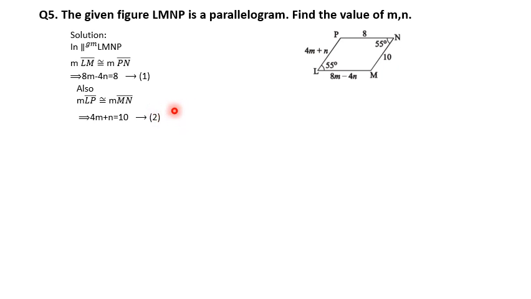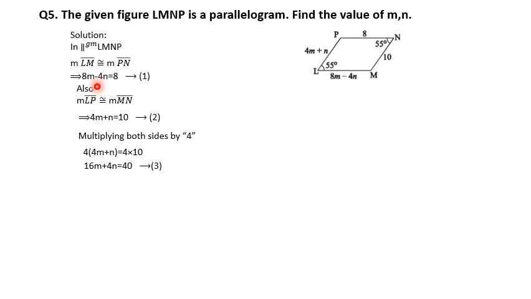I am going to use the equating coefficient method. So I am going to equate the coefficients of n. Here the coefficient of n is 4 and here the coefficient of n is 1. So I am going to multiply equation number 2 by 4 on both sides. 4 4s are 16m, 4 1s are 4n, 4 10s are 40. Now students, look at equations number 1 and 3. Here we have equal coefficients of n, 4 and 4.